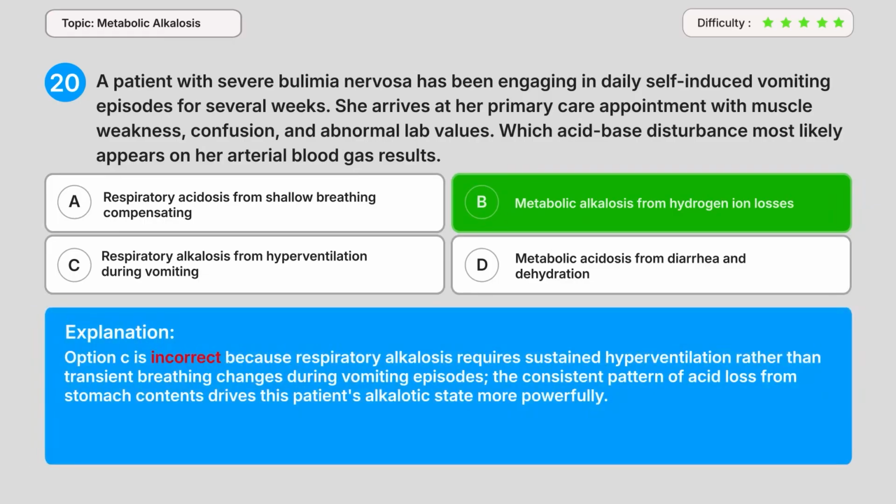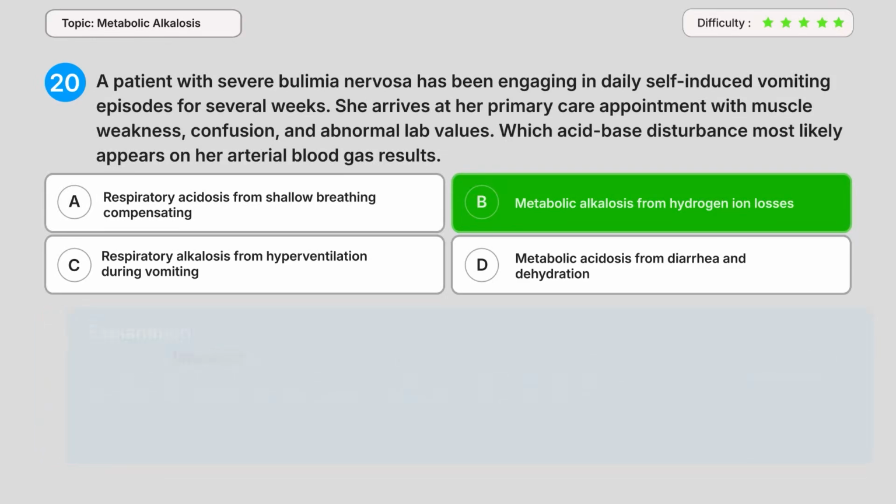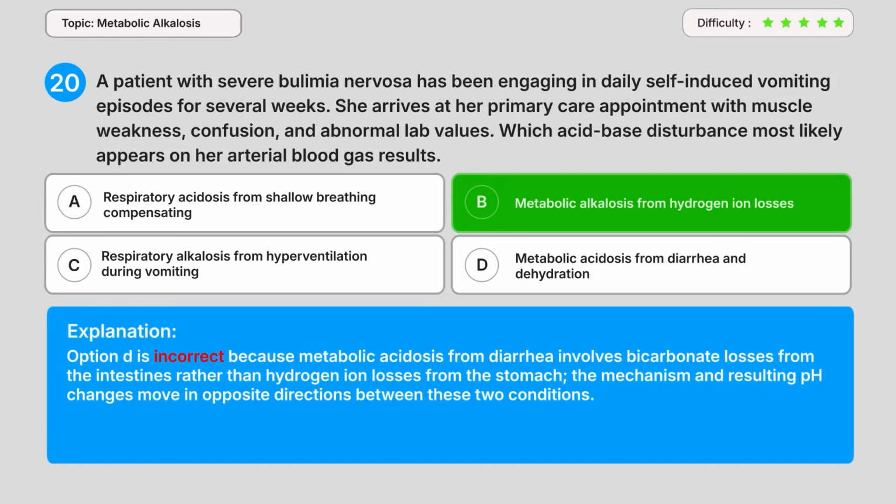Option C is incorrect because respiratory alkalosis requires sustained hyperventilation rather than transient breathing changes during vomiting episodes. The consistent pattern of acid loss from stomach contents drives this patient's alkalotic state more powerfully. Option D is incorrect because metabolic acidosis from diarrhea involves bicarbonate losses from the intestines rather than hydrogen ion losses from the stomach. The mechanism and resulting pH changes move in opposite directions between these two conditions.